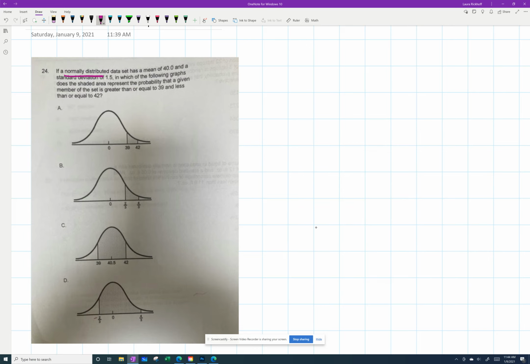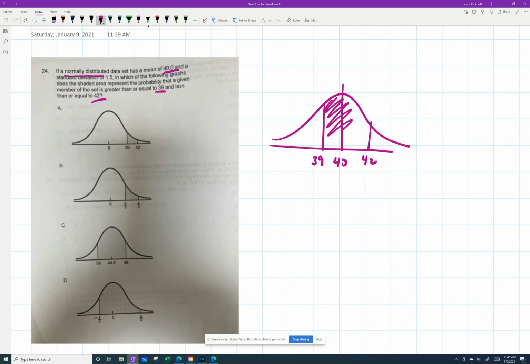So we're given a normally distributed data set, a nice bell curve, with a mean of 40, so 40 in the middle, standard deviation 1.5, and we want it to be greater than 39, so 39 is here, and greater than 39 and less than 42, so somewhere in between.